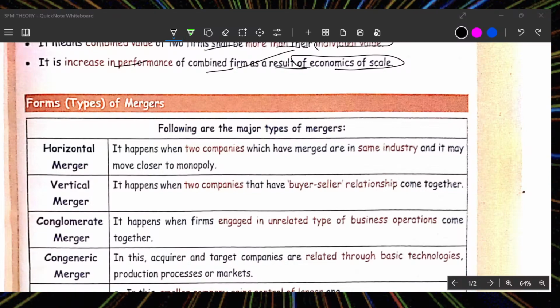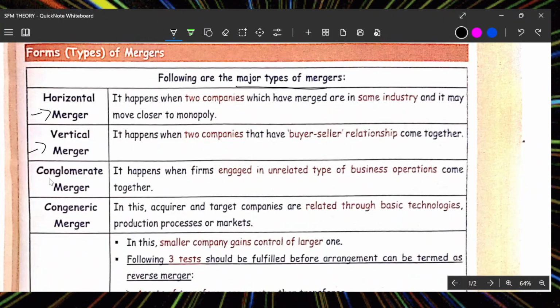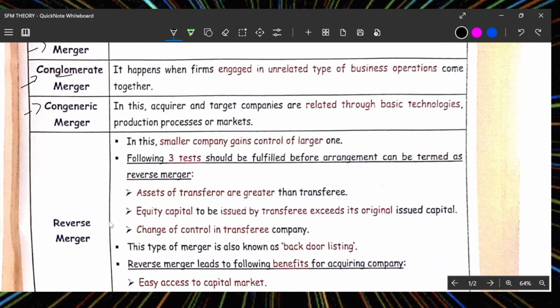Common types of merger. There are different types of merger. Now, what are they? The following are the major types of merger: horizontal merger, vertical merger, conglomerate merger, congeneric merger, and reverse merger.